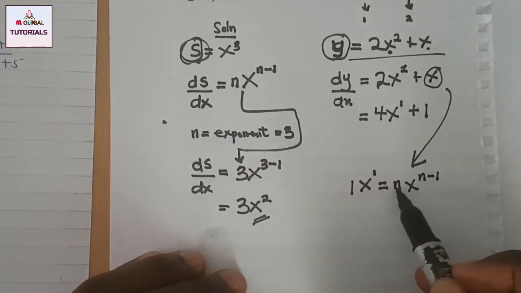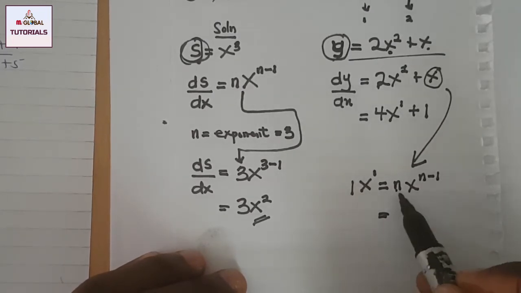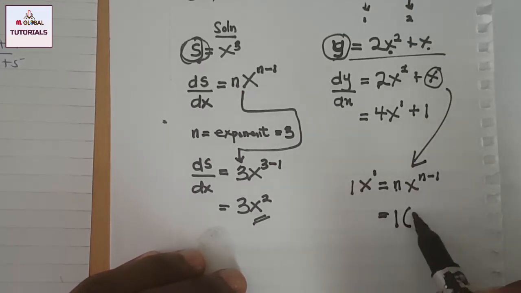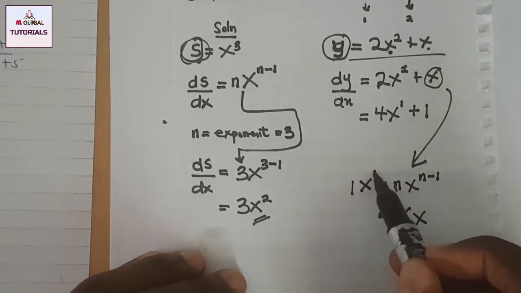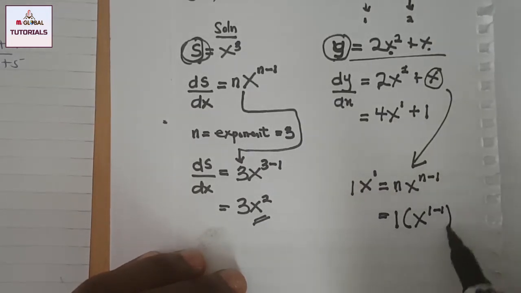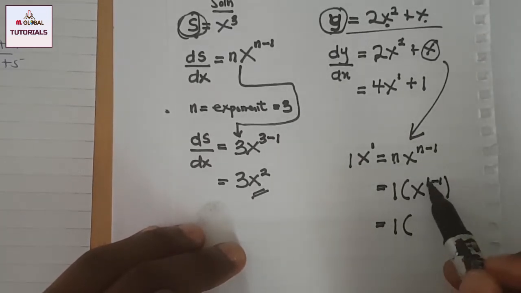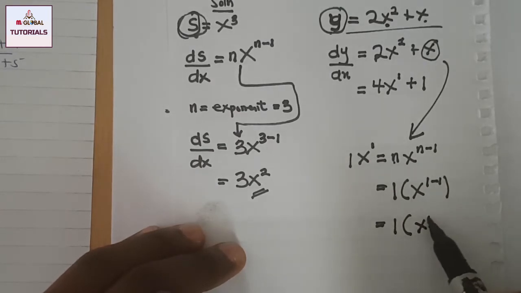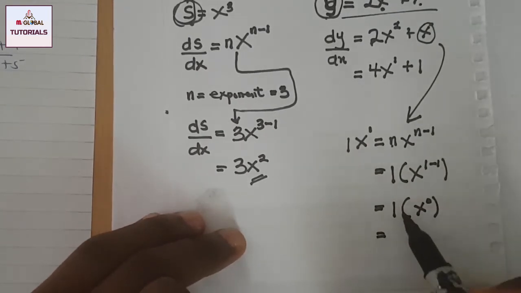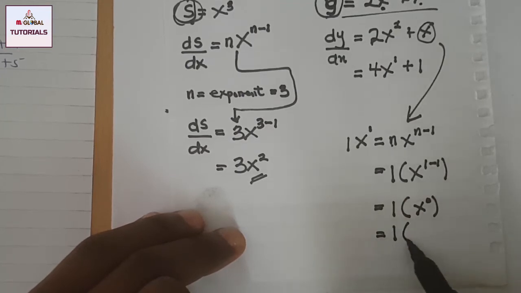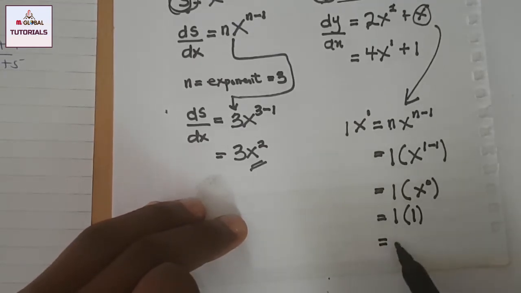So when you say n, the power is 1. When you multiply the power by the coefficient, it is still 1. Then the power is 1, so 1 minus 1. We still have 1 here, and x to the power 1 minus 1 is x to the power 0. So 1 times x to the power 0. Any number or variable to the power 0 is 1, and 1 times 1 gives us 1.